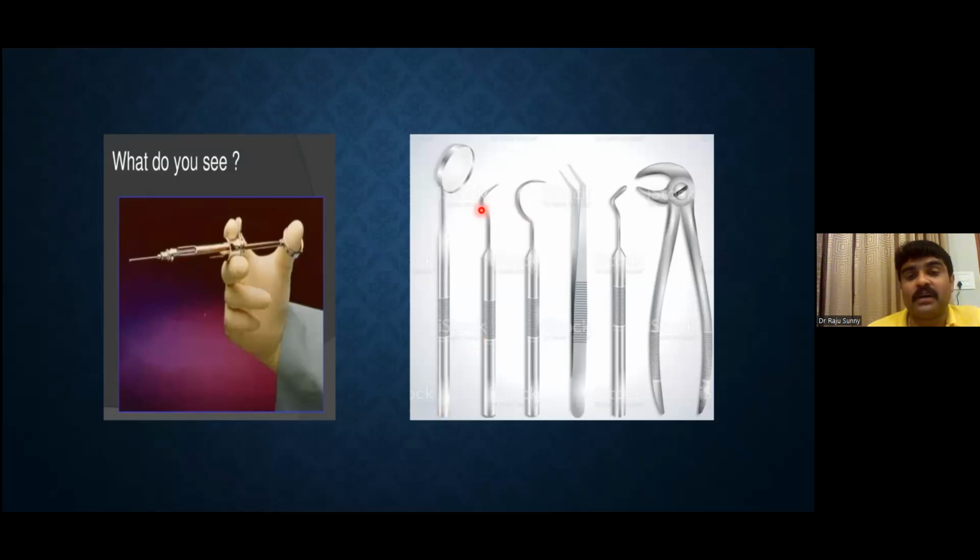Again, see the probe. The probe is just to remove any debris that is there, so that you can check the depth of the cavity. But we just push it into the cavity, so that the child should develop some pain. So these are the things which we commonly show to pedo patients or to other patients. Automatically, they start developing anxiety about dentistry.